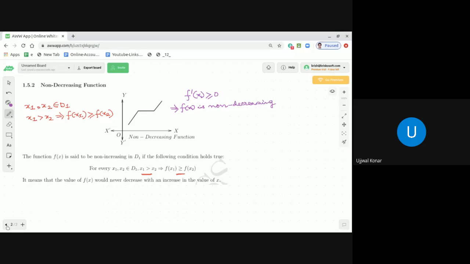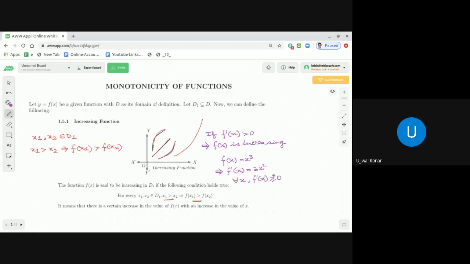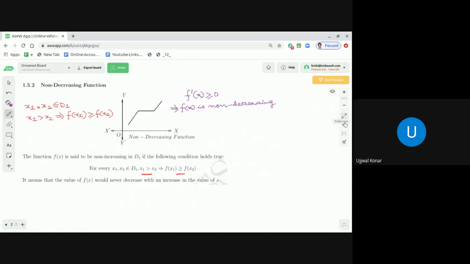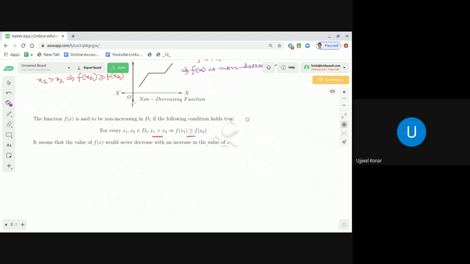In fact, the previous example I gave, f(x) equal to x cube, is actually a practical example of a non-decreasing function. It is increasing, but there is a special case where the derivative is actually equal to 0. That is why it is a non-decreasing function. I will come to this terminology also sometime. Let me discuss these terminologies, as not only one terminology is being used.